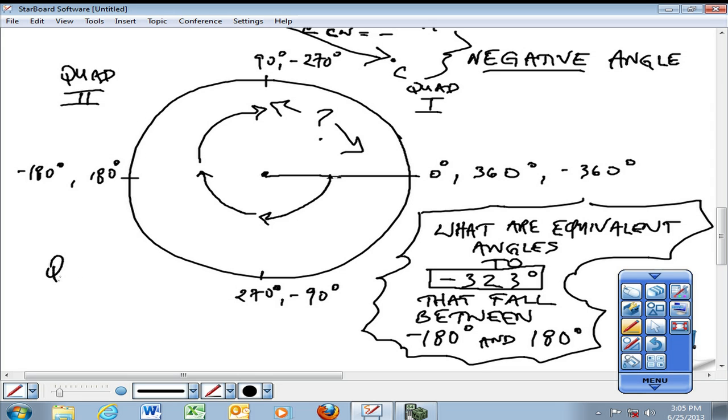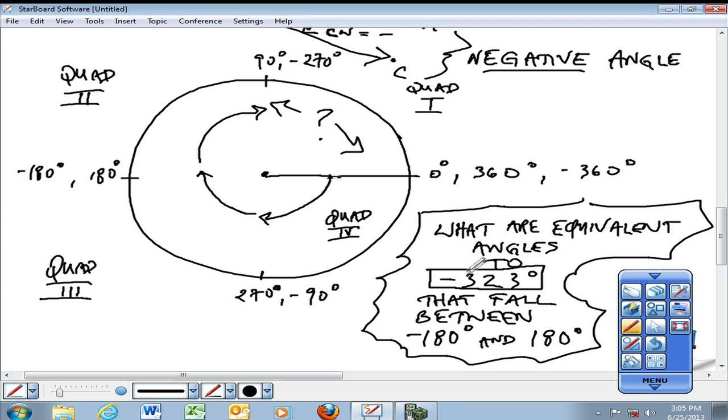And then here's our quadrant 3. That's going to be falling anywhere between 180 and 270. And last but not least, we've got quadrant 4. Quadrant 4 is any angles that fall within 0 degrees to negative 90, or from 270 to 360, however you want to think about that, because remember, these are equivalent.